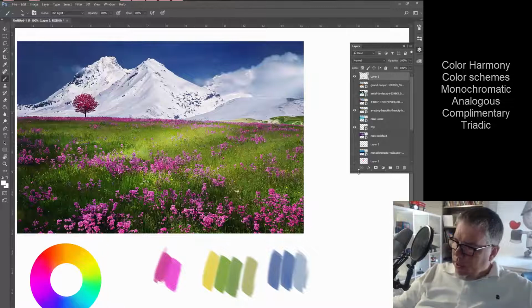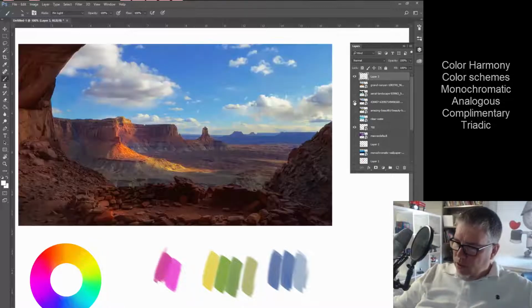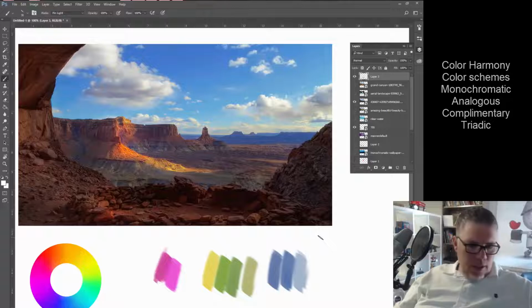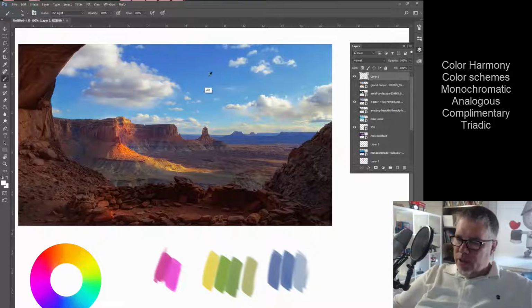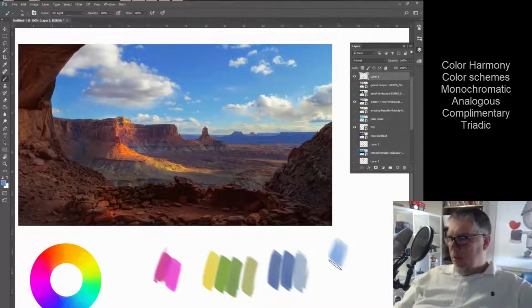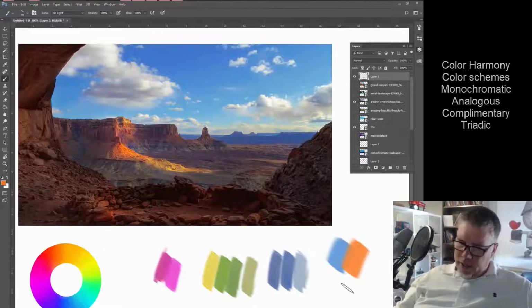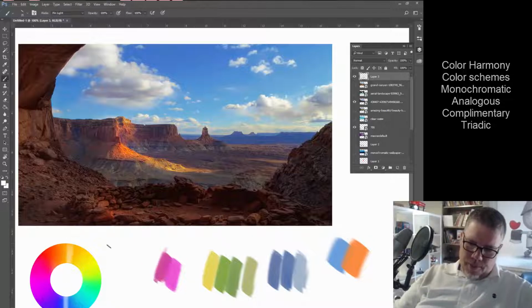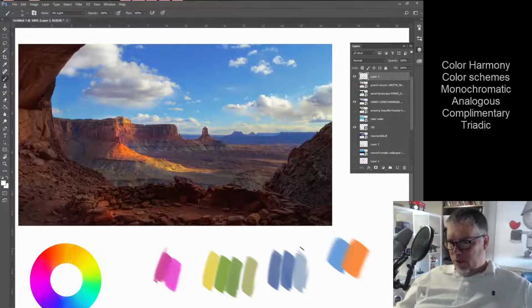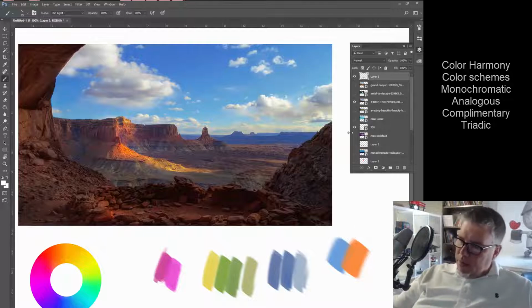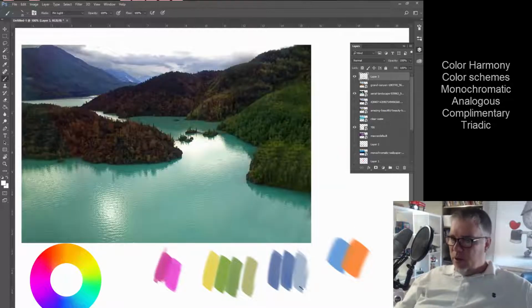Let's look at another one. I'll look at a few more. This one is basically, and you can usually identify the major colors that make it a complementary color scheme. And if you said blue and orange, you'd be right. Again, the blue and orange are opposites on the color wheel, and that's what you're looking for on a complementary color scheme.